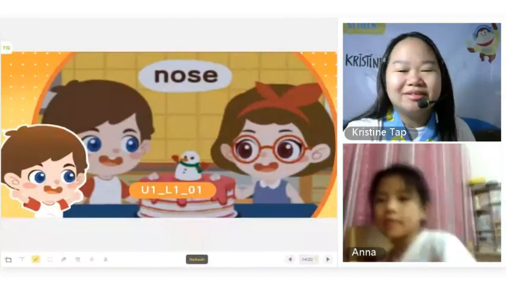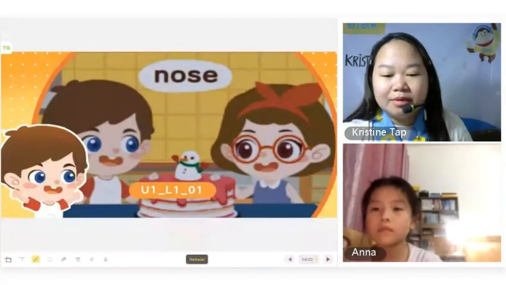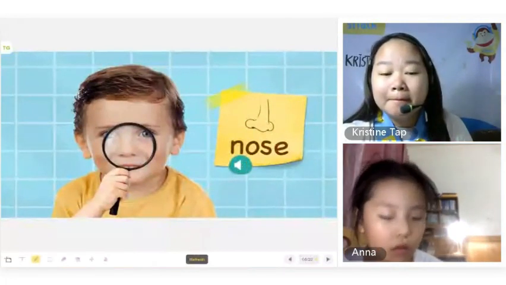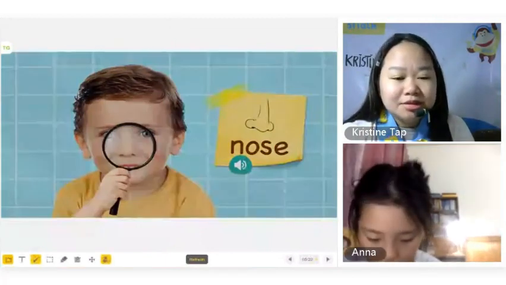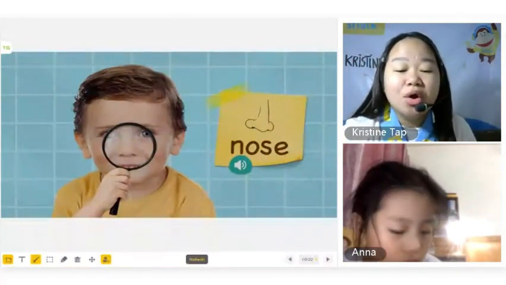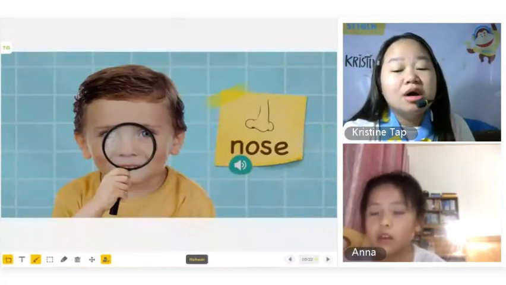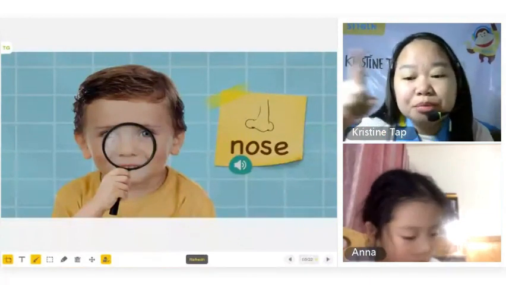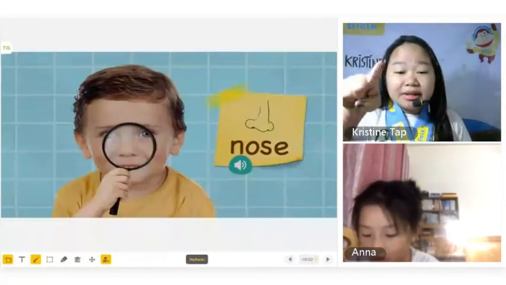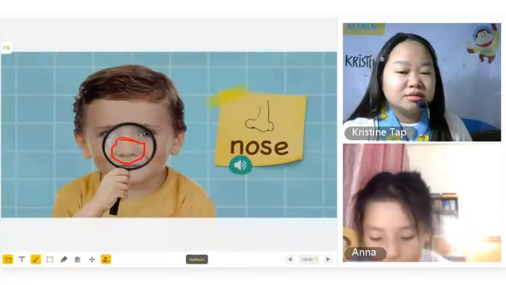Very good. All right. So don't forget the word nose, okay? Nose. So can you circle where is the nose? Circle nose. Where is the nose of the kid? Where is the nose of the boy? Can you put some circle? This is the nose. This is a nose.